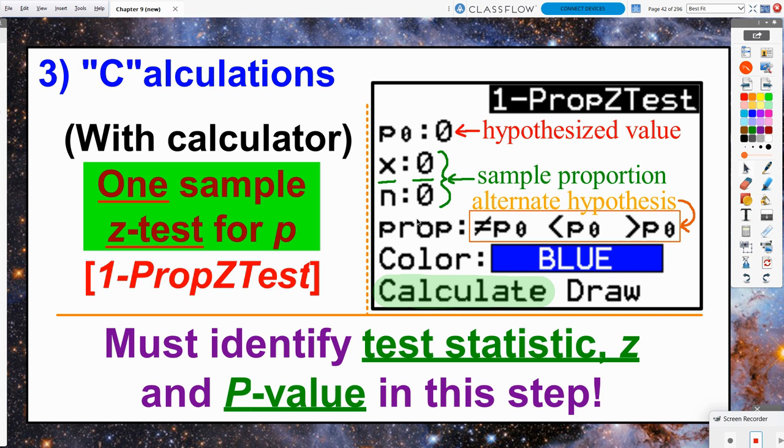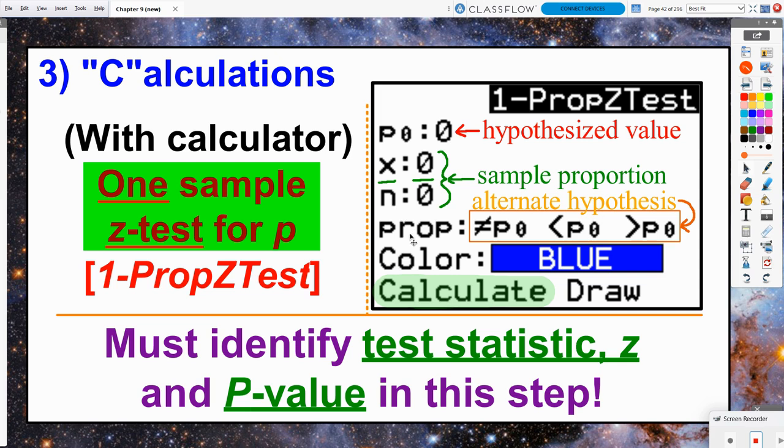When you open that up, you're going to see this lovely list here. Now, p sub 0, this is really p naught, our hypothesized value, and we need to input it as a decimal. Even though our proportion may be a percentage, we have to put this number in as a decimal. x and n represent our sample proportion. The x is the numerator of our sample proportion, and n is the denominator.